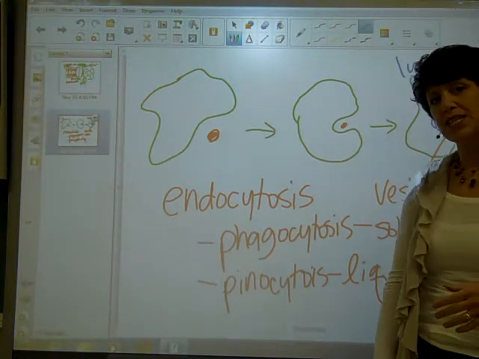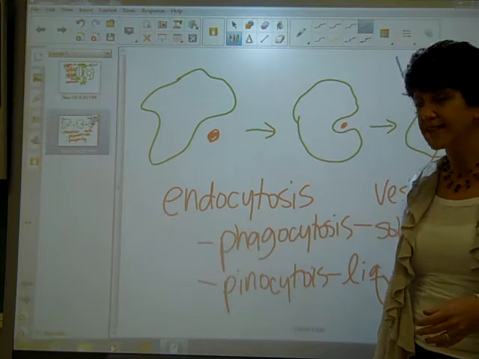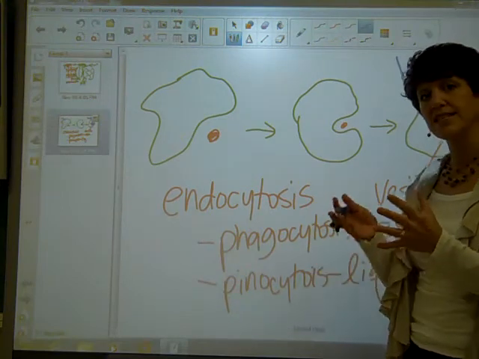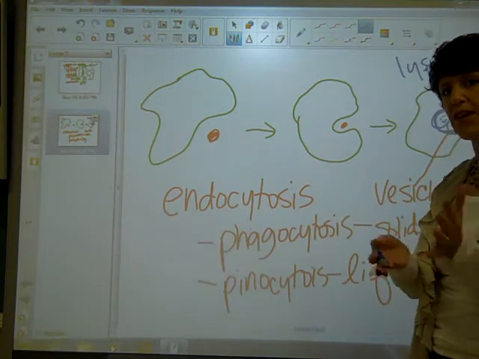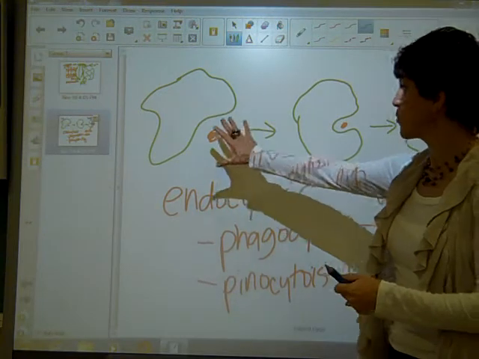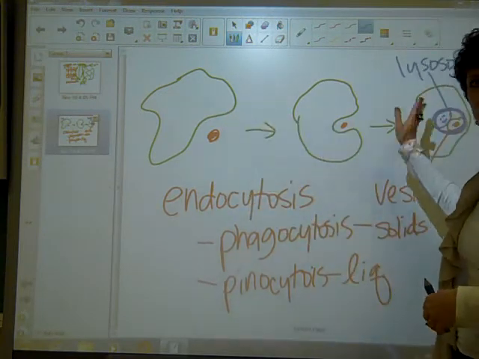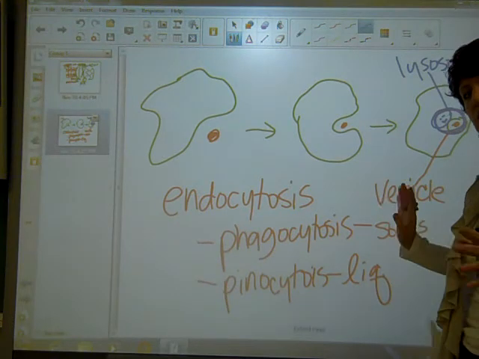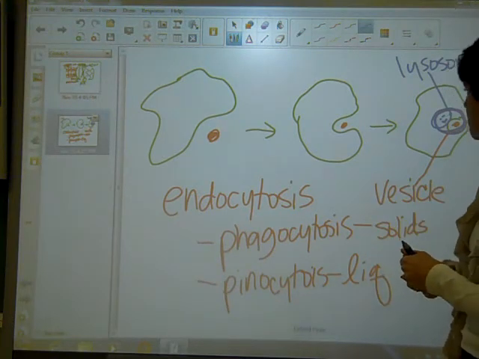You'll also remember that we discussed the endomembrane system. That system is the system of membranes that are used to bring things into a cell or out of a cell. And here we're bringing something into a cell and surrounding it with a membrane. So that's why it's part of that endomembrane system.